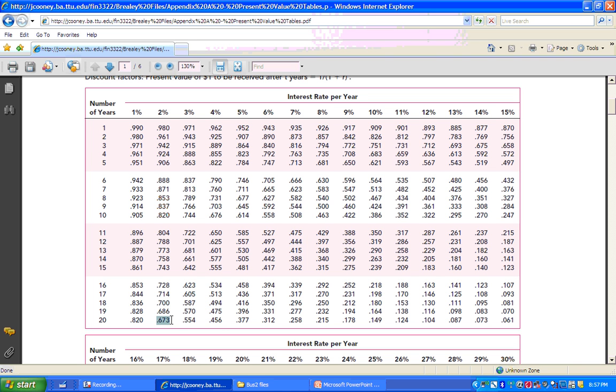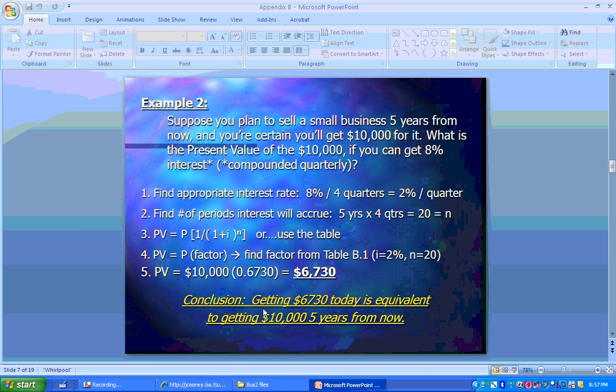Your book says 0.6730. So this one is exact. Okay, so we're right there. All right, so what this means is if I simply plug in 0.6730 times the $10,000 I'm going to get 5 years from now, it's worth $6,730. Think about what this means.